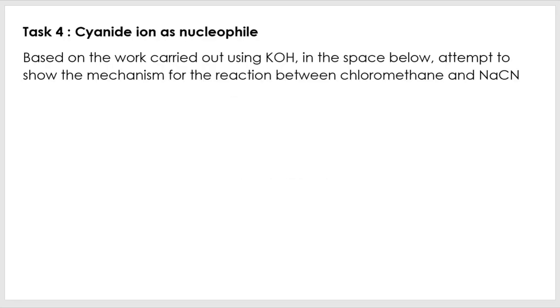So, we have looked, as I've said, at KOH yielding OH- ions as a nucleophile. We're now going to see what you think would happen if we instead used cyanide ions. And the cyanide ion is, hopefully you can work out from here, CN-. We know it's CN- because it's bonded to an Na+. So have a go at the mechanism and see how you do.